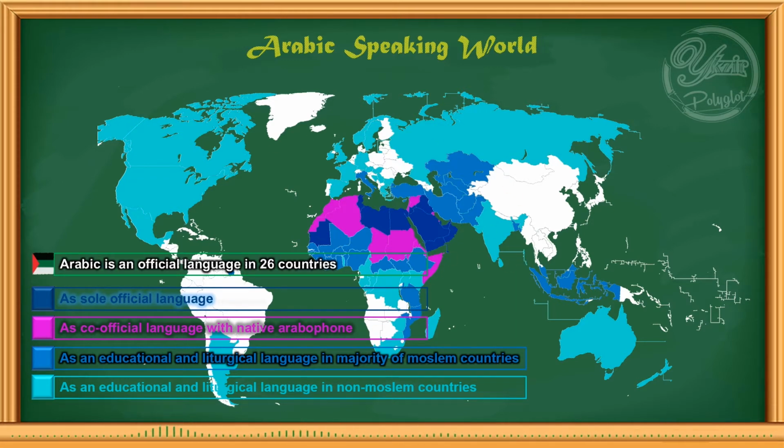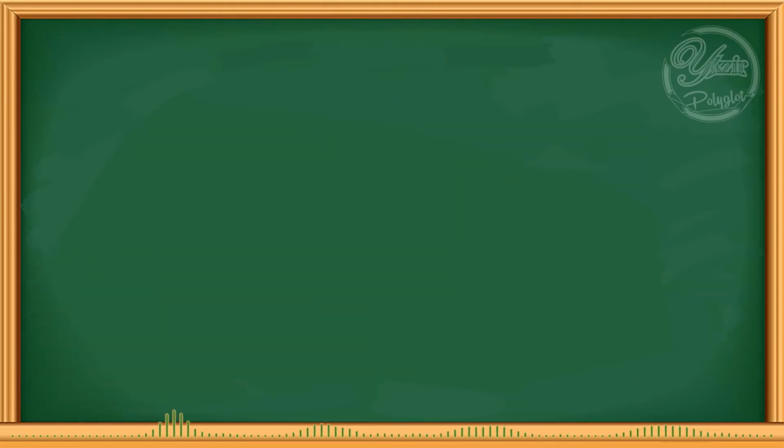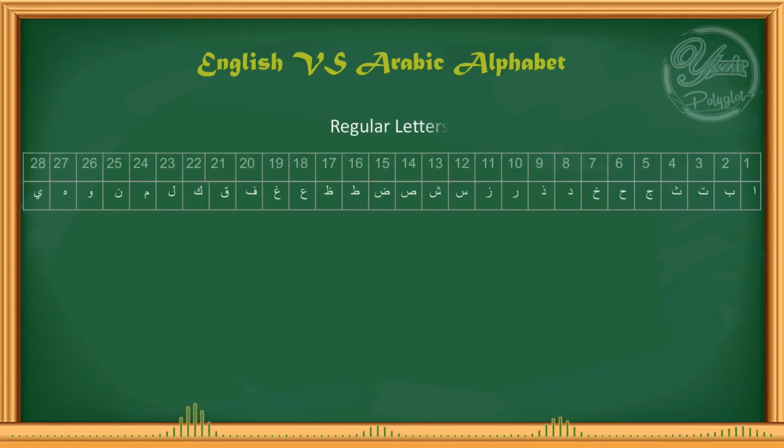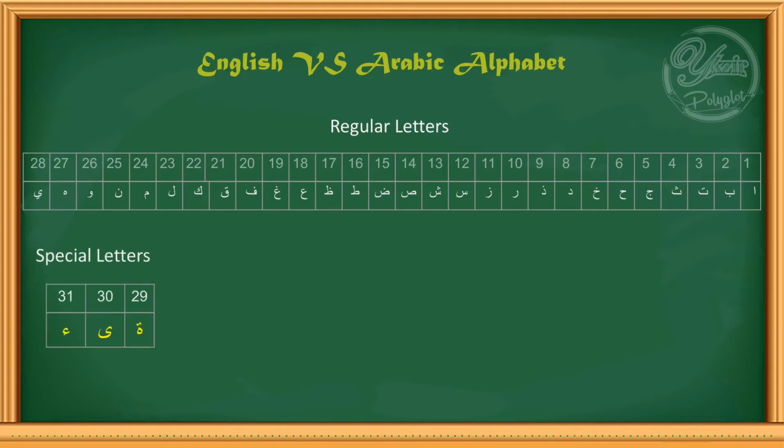Alright, now we're going to compare the Arabic alphabet with the English alphabet. Arabic has a total of 28 regular letters plus 3 special letters. I call these special letters because they don't behave like the other letters here. As you see here, every letter has its own name. These letters are always pronounced the same.